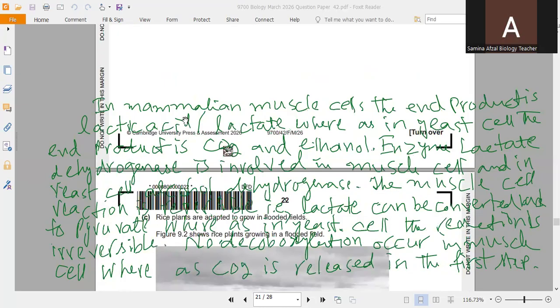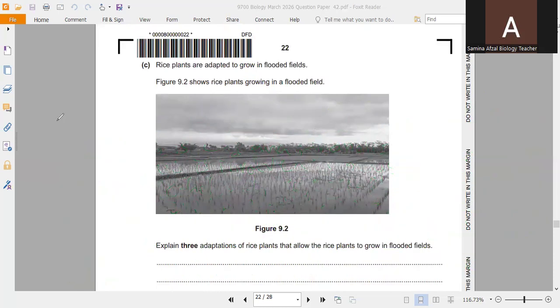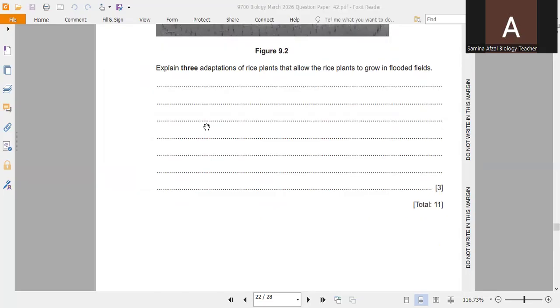Next question, C. Rice plants are adapted to grow in flooded fields. Figure 9.2 shows rice plants growing in a flooded field. So explain three adaptations of rice plants that allow the rice plants to grow in flooded fields.